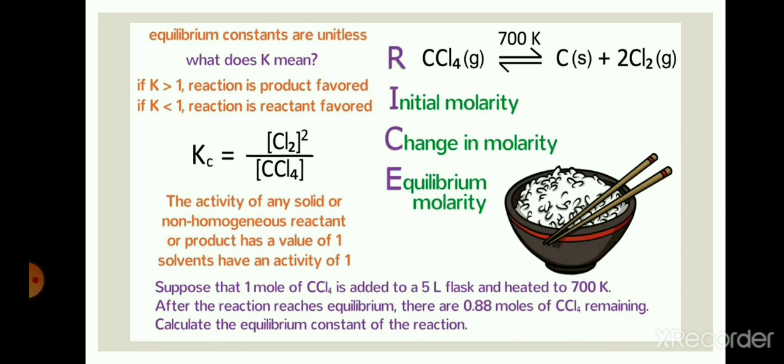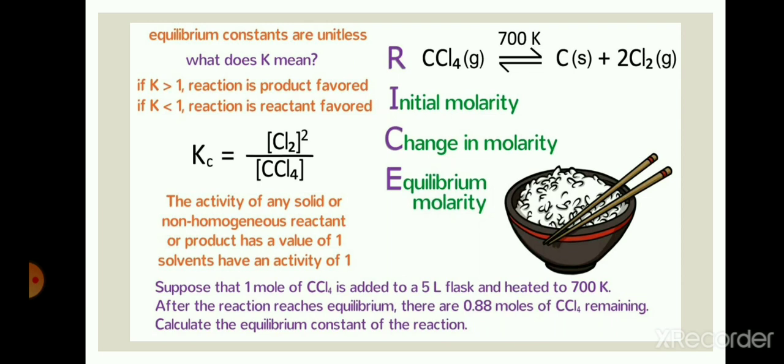So let's consider another reaction. Carbon tetrachloride decomposes at 700 Kelvin to make elemental carbon and chlorine gas. The concentration equilibrium constant of that reaction should be equal to the molarity of the products raised to the power of their coefficients divided by the molarity of the reactant raised to the power of its coefficient. However, carbon is a solid, so what is its molarity?